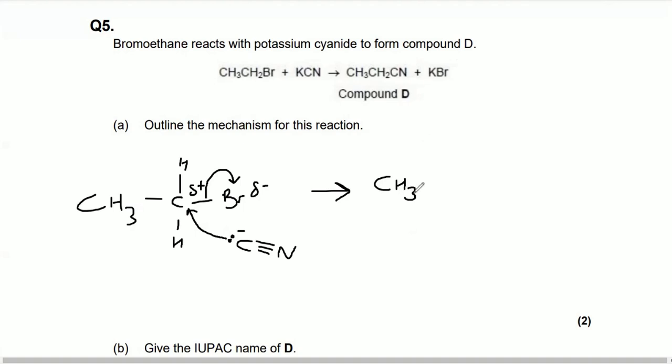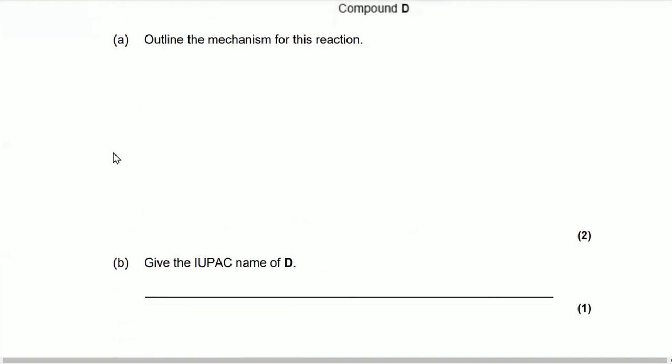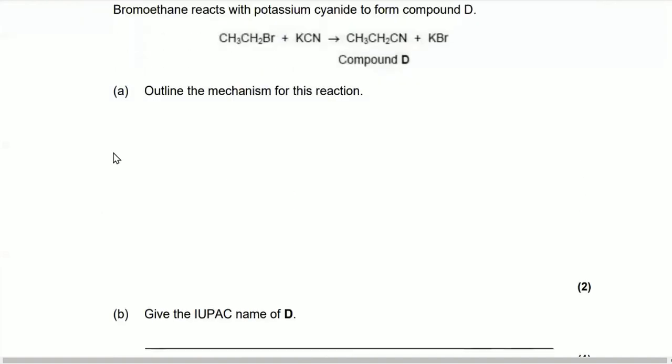There's no need for me to draw the product. So the product's right there. It's compound D. So I'm going to stop drawing that and wasting your time. That is your 2 marks, one for each of the curly arrows. The first curly arrow, you need to have the lone pair and the negative charge as well to get that first curly arrow. You don't actually need the delta positive and negative sign for the second curly arrow. And there we go. Give the IUPAC name of D.